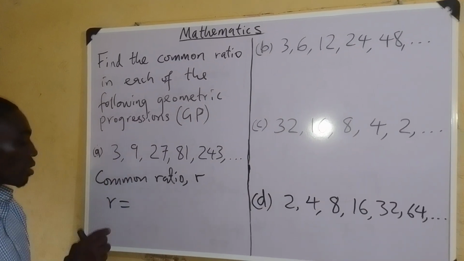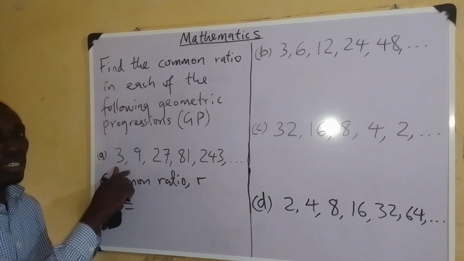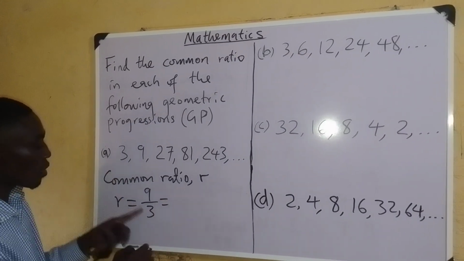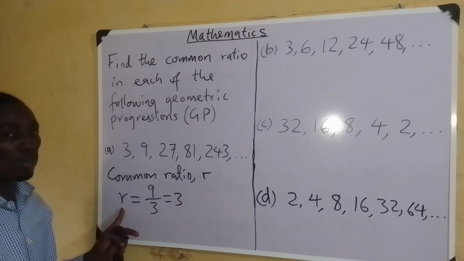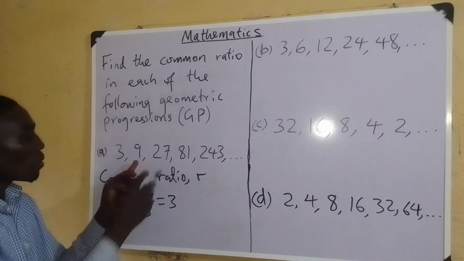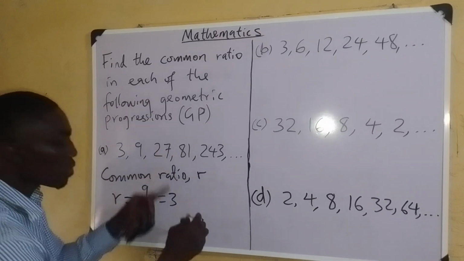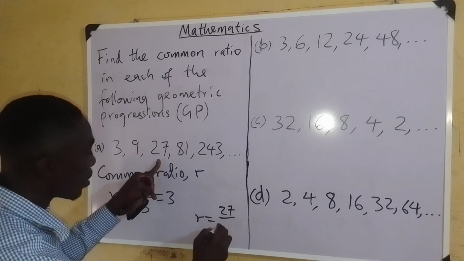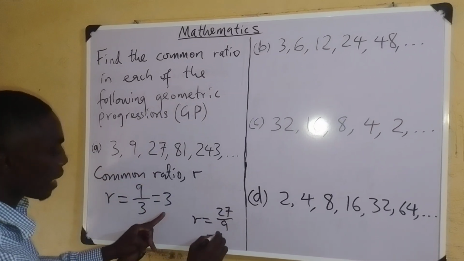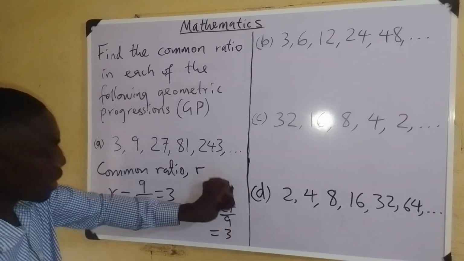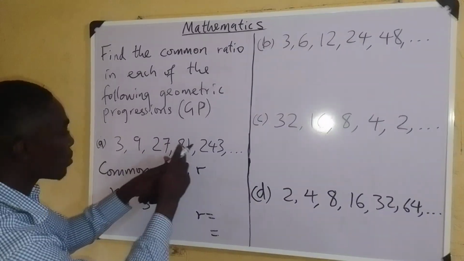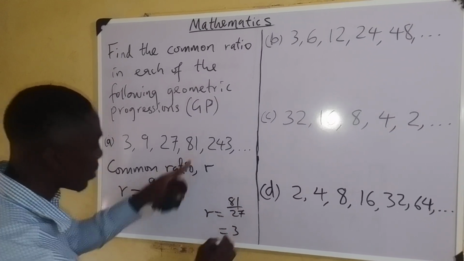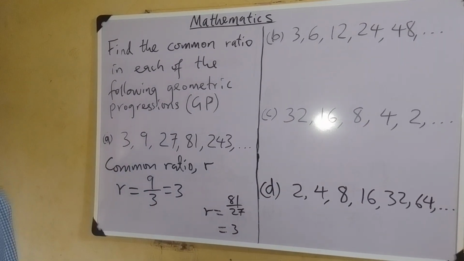So let's try the first one. If you say second term divided by the first term, which will be 9 divided by 3, will give us 3. And that is the common ratio, which is the answer. Assuming that we use the third term divided by the second term, r is equal to 27 divided by 9, which will also give us the same 3. If we also use the fourth term divided by the third term, it will be 81 divided by 27. It will also give us 3.